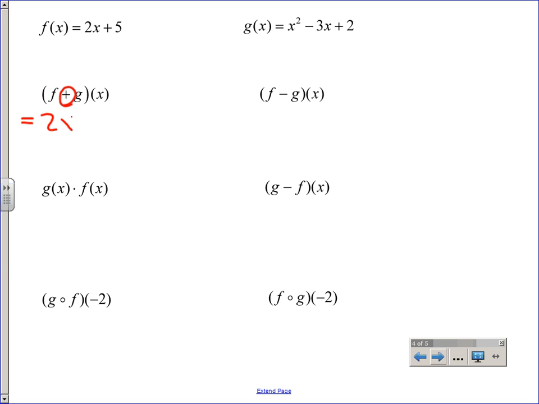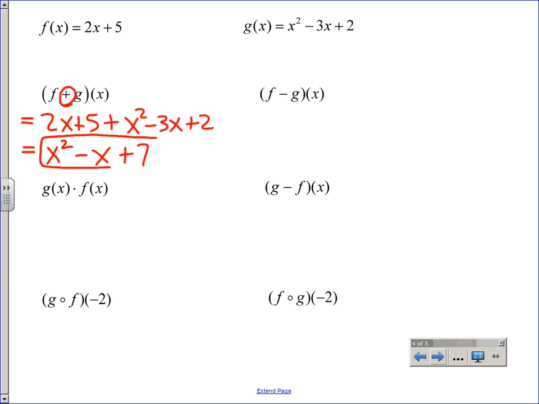Simply take f, which is 2x plus 5, if you look above, plus g, which is x squared minus 3x plus 2. That's it. Now just add your like terms and put them in order from largest to smallest. So there's no other x squareds, so it'll be by itself in the front. There's a 2x minus 3x, that makes minus x, and then there's a 5 plus 2, which is 7, and I'm done. There's no number in there. It says f plus g of x. That's it. The next one to the right says f minus g.